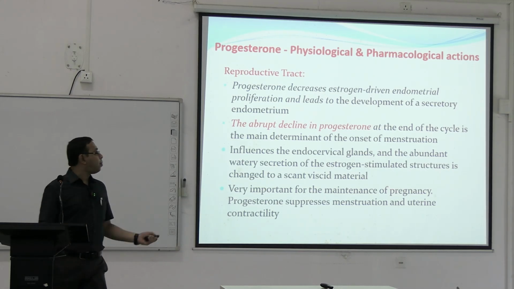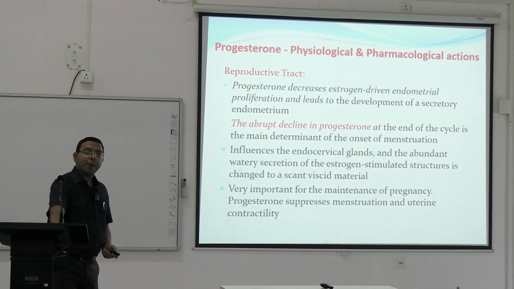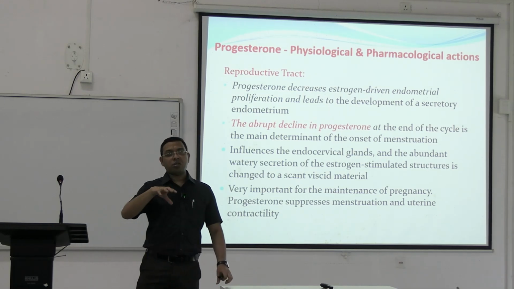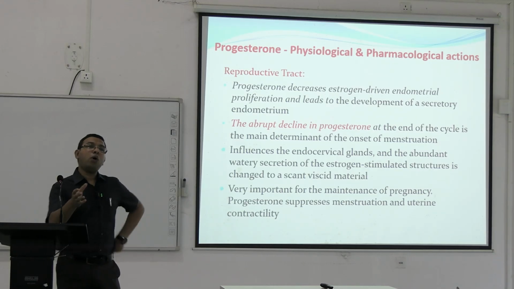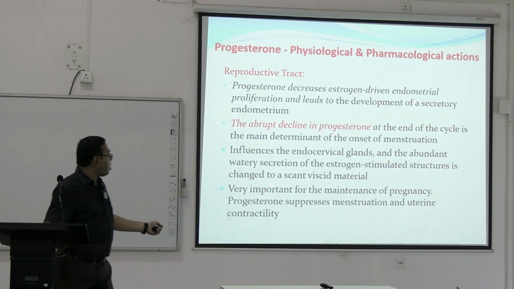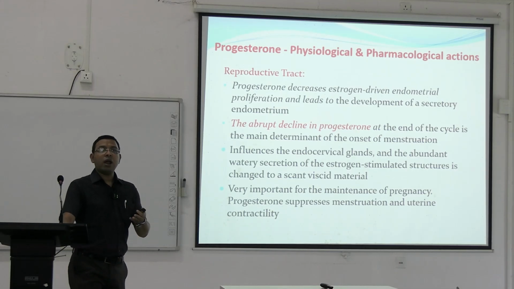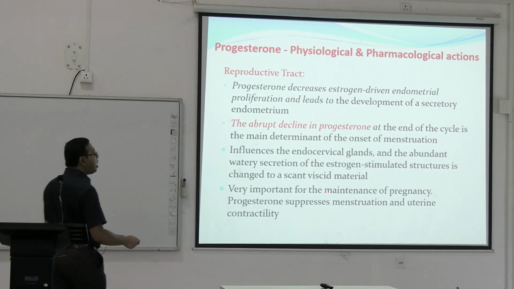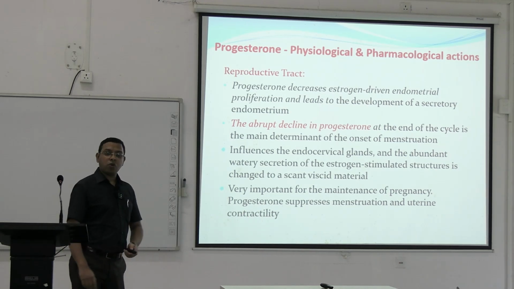Abundant watery secretion of the estrogen-stimulated structure tends to become a scant, viscid material. So what happens? Progesterone makes the endometrium, cervix and associated areas in such a way that there will be no dual pregnancy, that is, no other fertilization. The watery secretion becomes more viscid, so there are fewer chances of further fertilization if fertilization has already taken place. This is very important for the maintenance of pregnancy, and progesterone suppresses menstruation and uterine contractility.